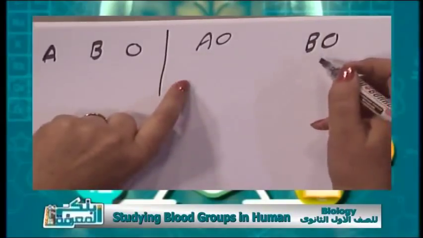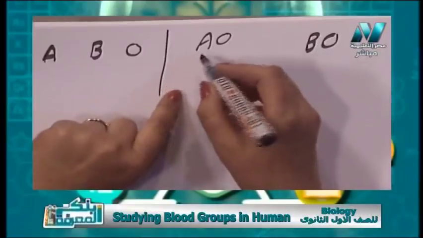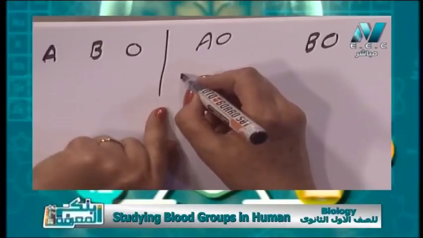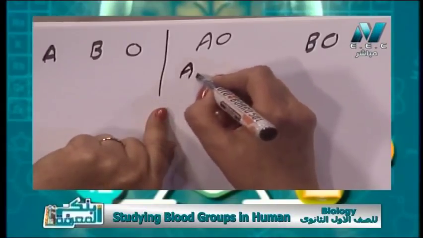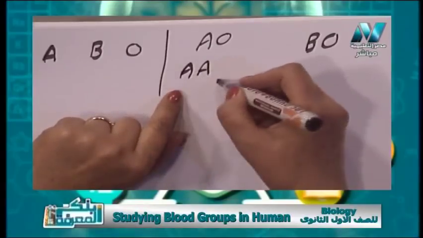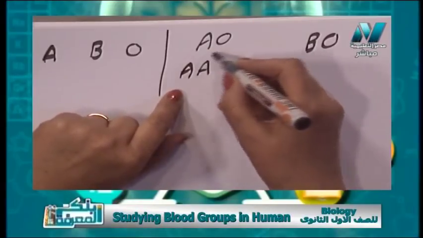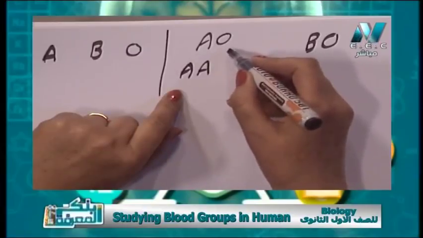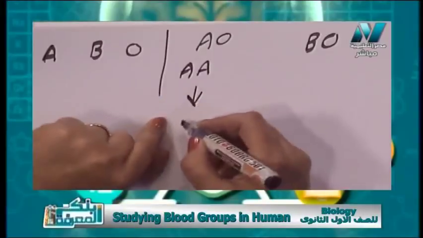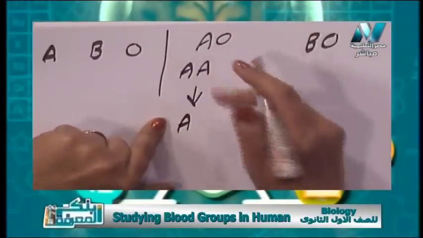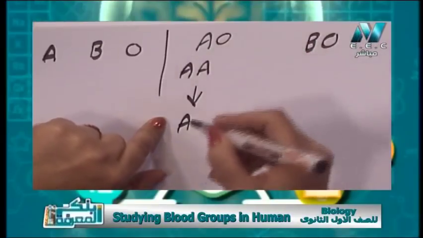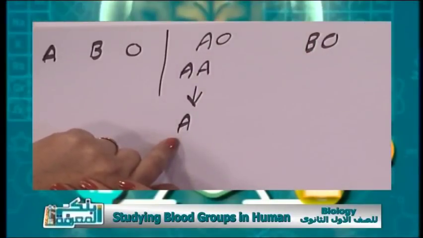Two genes of the 3 genes. So the person who has blood group A has genotype AA or AO. When it is AA, he is pure, and when it is AO, he is hybrid, but both have the symbol A. So the person has 2 genotypes, but he is group A.